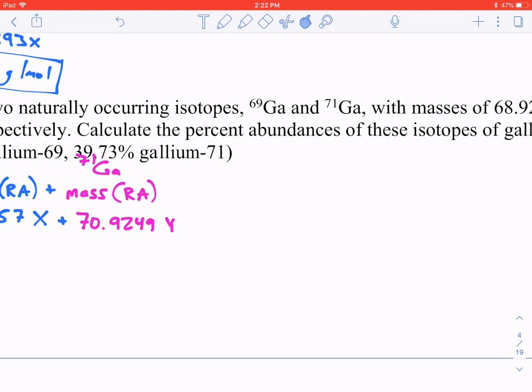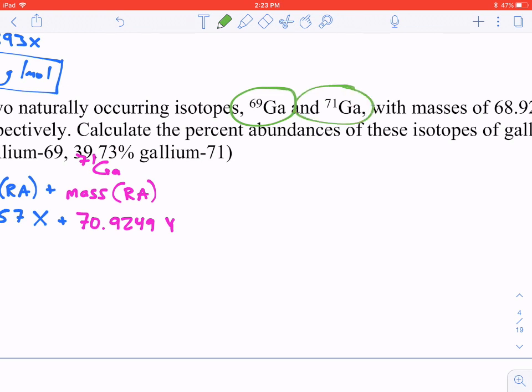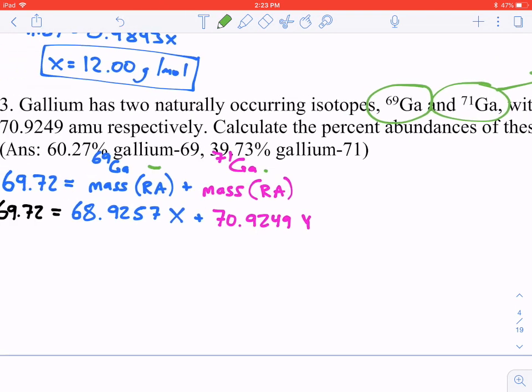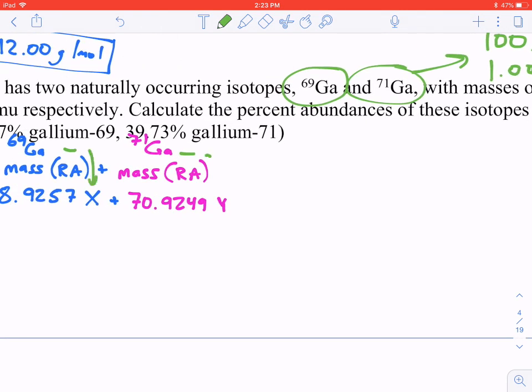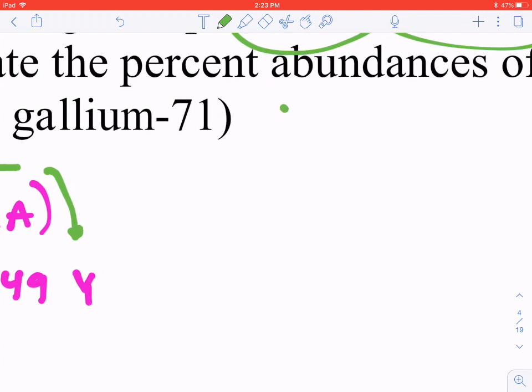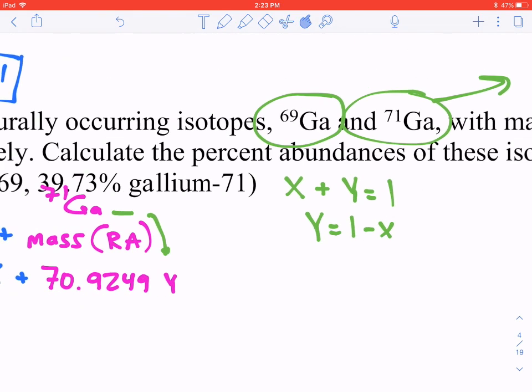Because we are in decimal form, we know that the relative abundances of gallium-69 and gallium-71 must add up to 100%, or in decimal form, 1.00. So that means that my relative abundances that I wrote down over here and over here must equal 1 when they're added together. And you'll notice we made the blue one x, we made the pink one y. So another thing that we can do here is to say that x plus y must equal 1. We know that, right? We have to account for all of the isotopes. So that means if I solve this for one of those variables, let's just solve for y. y is equal to 1 minus x.